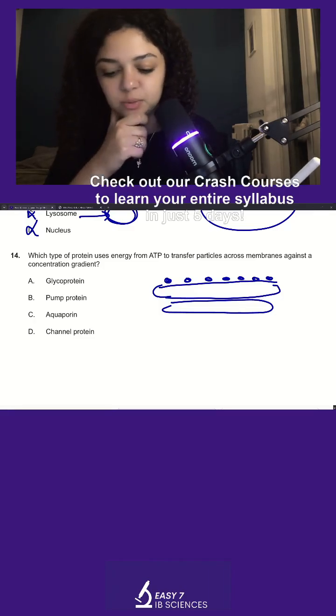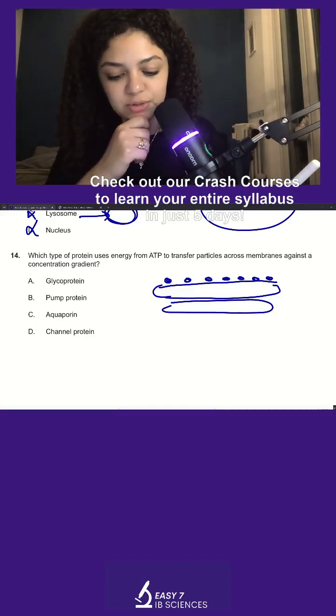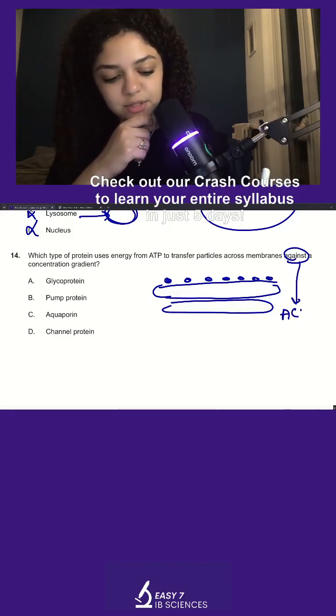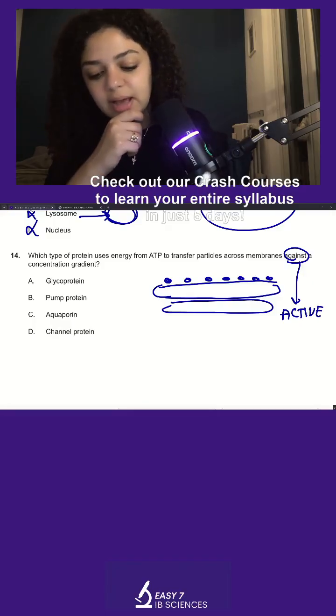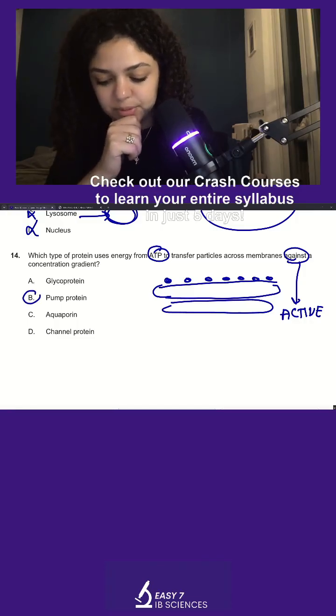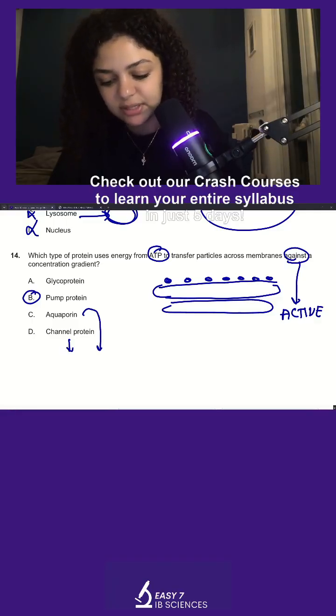Nice. You guys are saying B. This is which type of protein uses energy from ATP to transfer particles across membranes against a concentration gradient? Against the concentration gradient, we know it has to be active transport. With ATP, we know it has to be active transport. And therefore, you must use a pump protein, just like we've mentioned. A channel protein is facilitated diffusion. An aquaporin is facilitated diffusion.